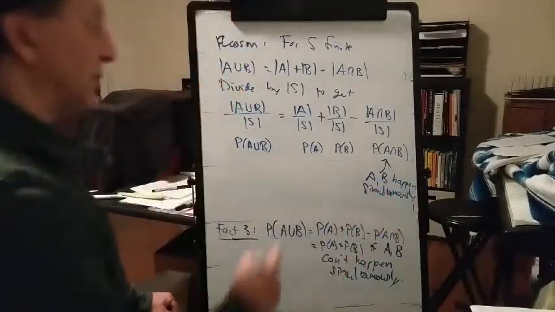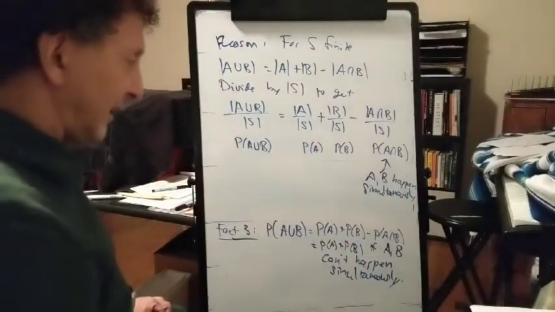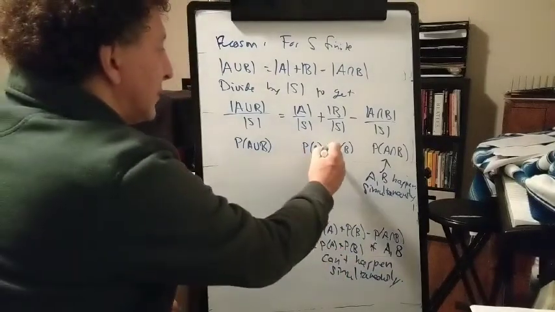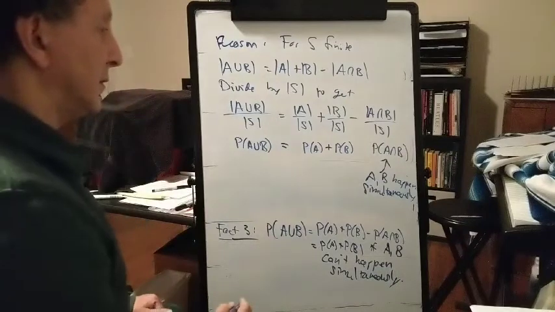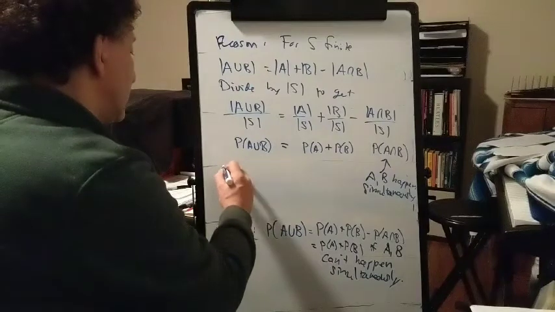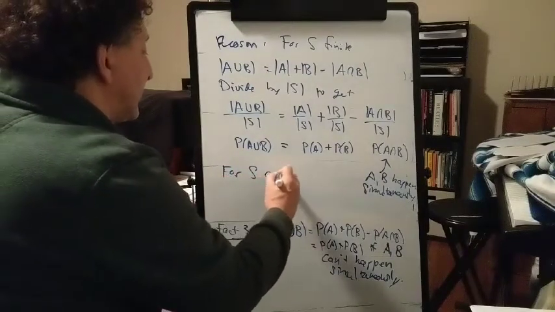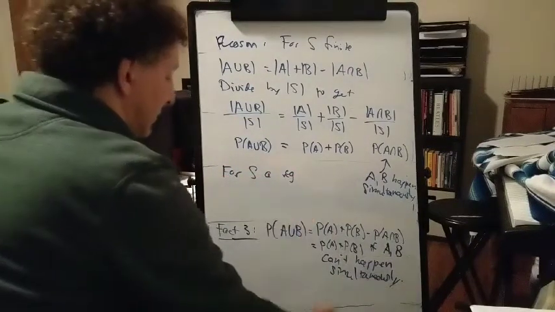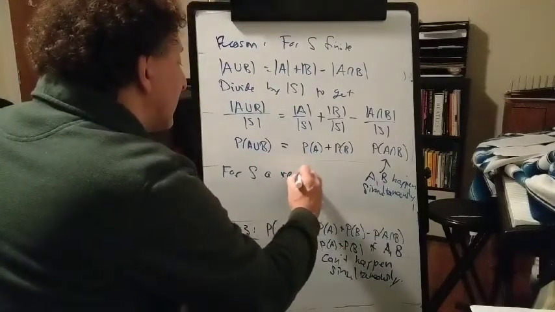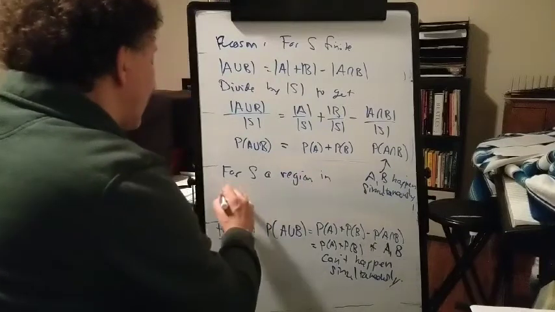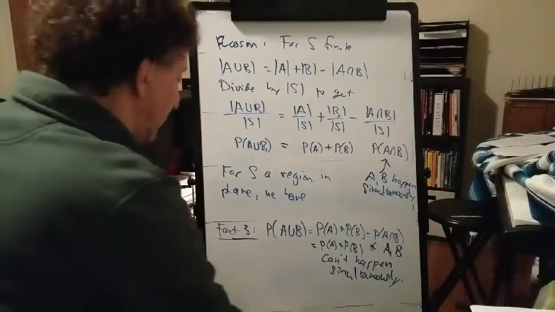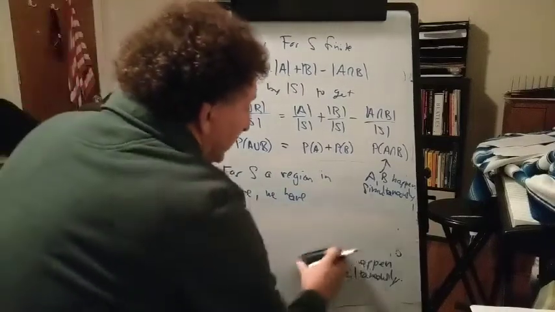So A and B happen simultaneously there. If A and B can't happen simultaneously, we just get probability of A plus probability of B. Now for S, a region in the plane, we have a similar equality.